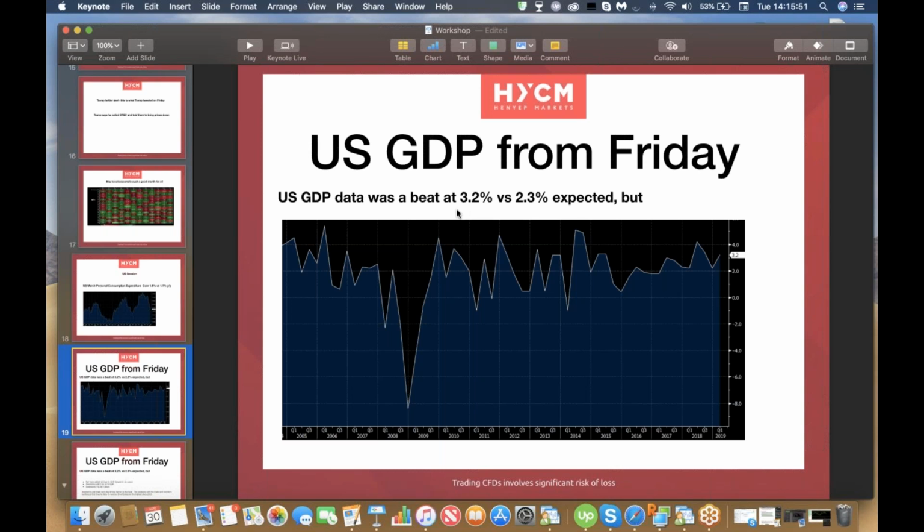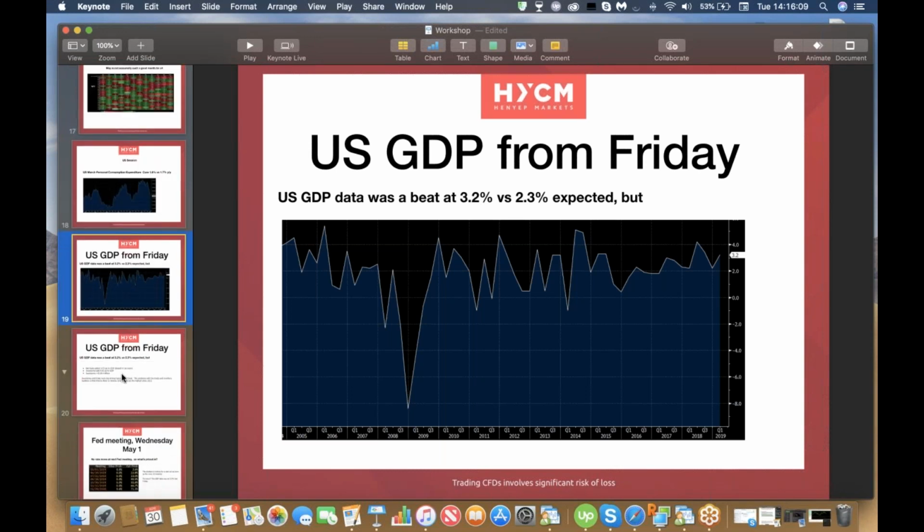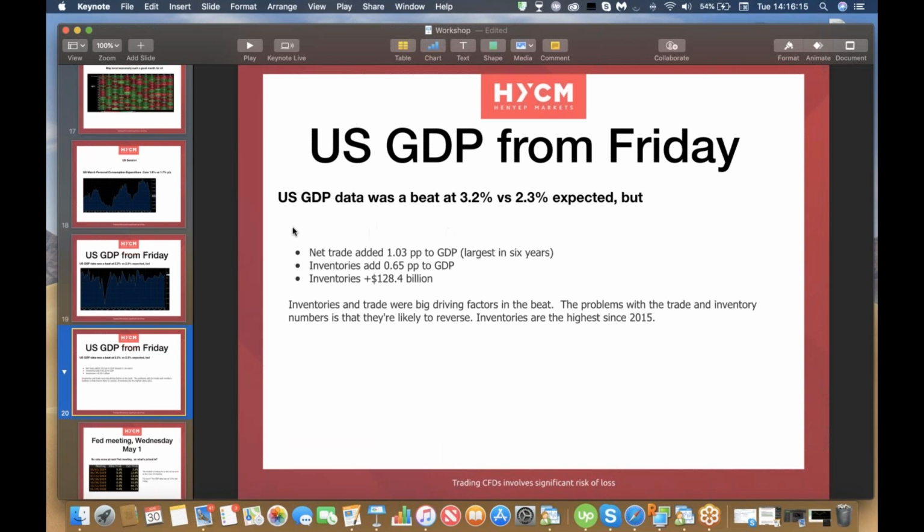Now, the GDP data came out at 3.2% versus 2.3 expected on Friday. Now, you think that would be a really good number because, well, look, 3.2% is nearly 1 whole percentage point higher than was expected for GDP. However, the problem was, and it's a problem that's happening across the globe at the moment, it's happening in the UK as well, the reason for that GDP data beat was due to inventories and trade. So you can see that net trade added around 1 percentage point to the GDP, and inventories added 0.65 percentage points to GDP. The inventories are building because of the US-China trade war.